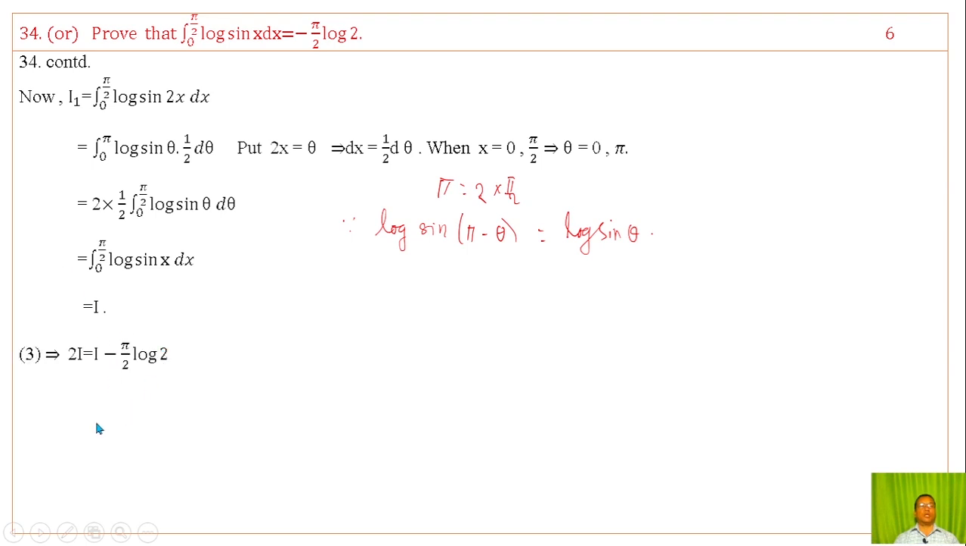In the equation, twice I on the left side and on the right side minus pi by 2 log 2, so on the left side I equal to minus pi by 2 log 2. That is, originally this is equal to minus pi by 2 times of log 2. Hence proof.